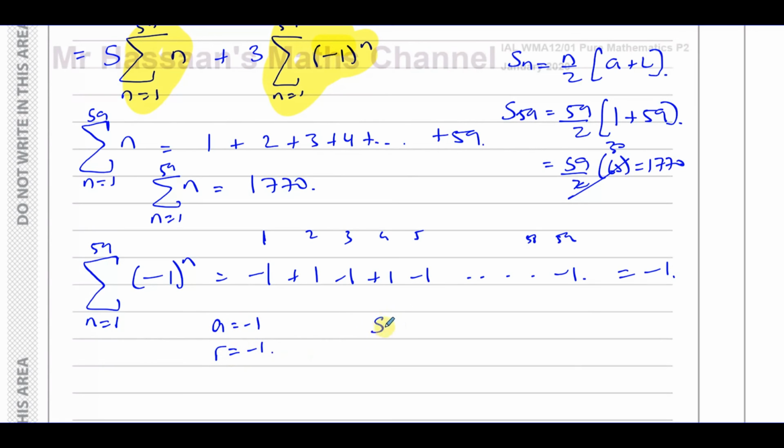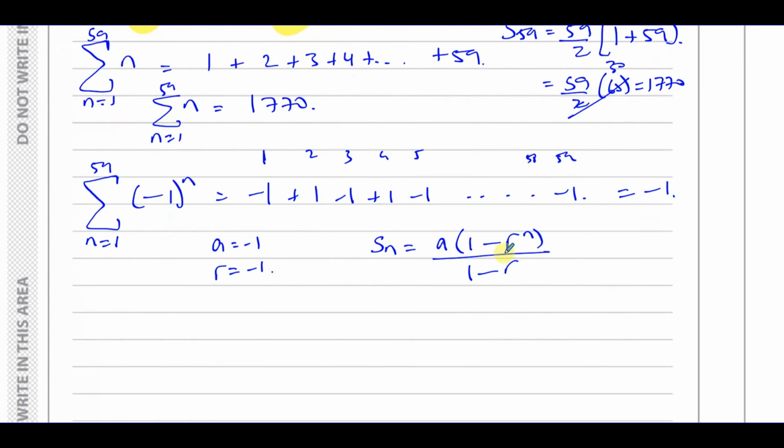And we know that the sum of the first n terms of a geometric sequence is given by the formula a times 1 minus r to the power of n all over 1 minus r. So that should give us the answer minus 1 as well, although it's not really necessary to use this, but we can show that it will work because this is a geometric sequence as we've seen.